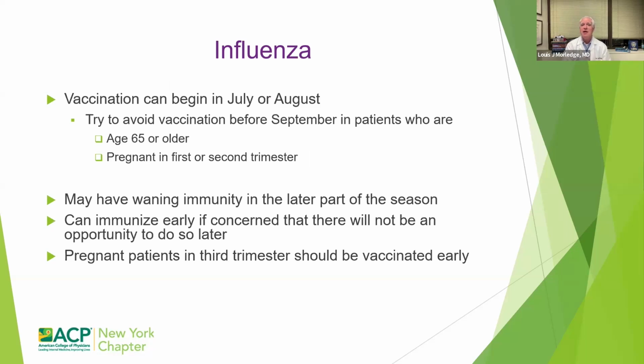Vaccination can begin in July or August. However, try to avoid vaccination before September in patients who are 65 years or older, or pregnant in the first or second trimester. We know that shortly after receiving the vaccine, there can be waning immunity, and maybe by the tail end of the season, as I mentioned, March and April. And several years ago, we had a flu season where there was a spike in March. Older individuals may have immunity that's not quite as robust during the time that flu rears its head.